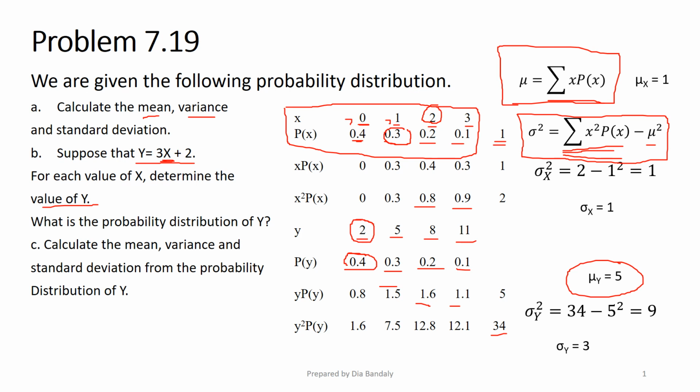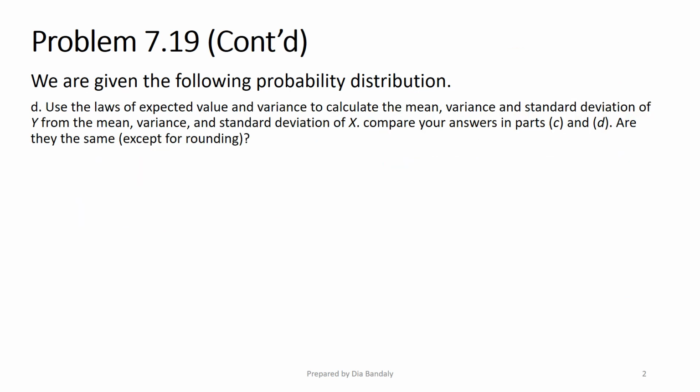Let's proceed. Okay, now we're continuing this problem, 7.19, and in part D, we are asked to use the laws of expected value and variance to find the mean and the variance of y instead of first building the probability distribution of y. So we want to use our knowledge of the mean of x and the variance of x to find the mean and the variance for y.